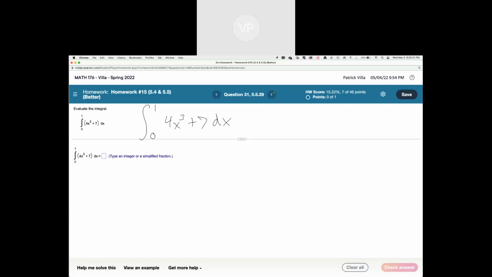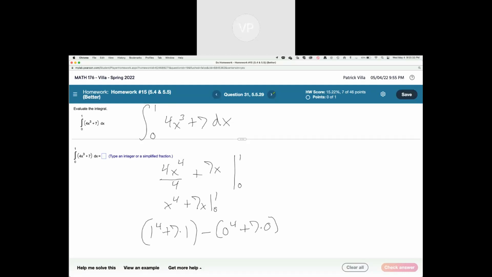So remember, no matter what those little numbers are, your first step is just to integrate. So the 4x cubed, the power goes up by 1, we divide by 4. Anytime you have a constant, you just put an x there. And now I can clean this up a little bit. We have x to the 4th plus 7x. We're integrating from 0 to 1, so I get 1 to the 4th plus 7 times 1 minus 0 to the 4th plus 7 times 0.